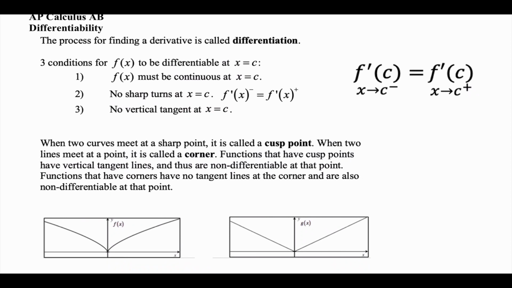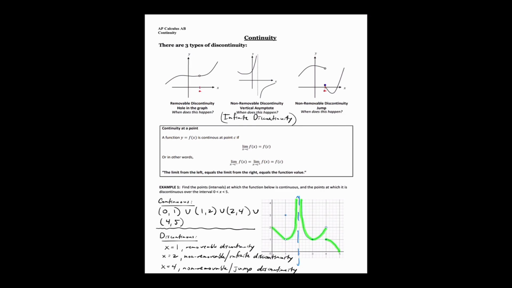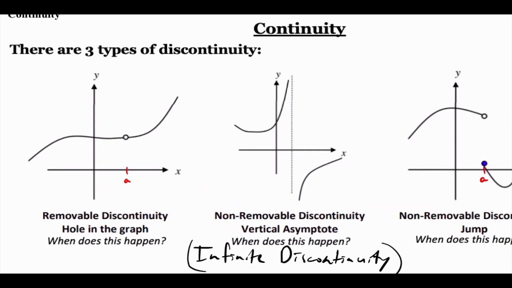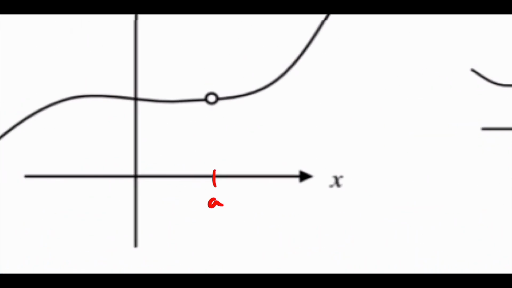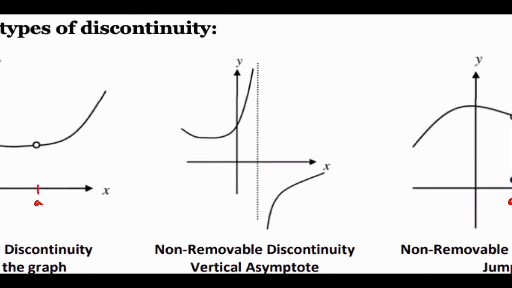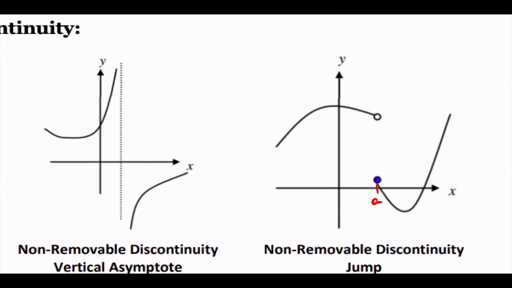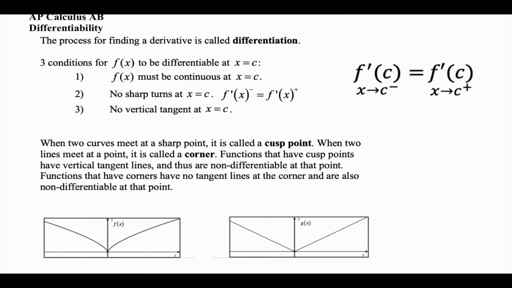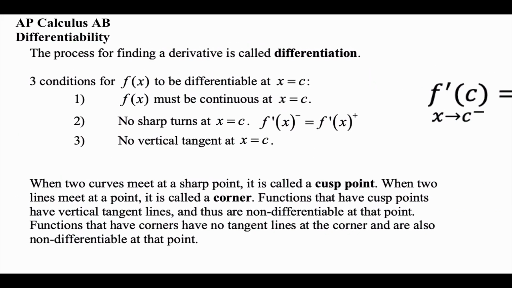So there are 3 conditions for something to be differentiable, to have a derivative. The first thing, it has to be continuous. If it's got any kind of discontinuity, I can't find a derivative at that hole. There's no derivative at a hole. There has to be a point there. I can't find the derivative at an asymptote, or at a jump. It has to be continuous. So that's the first rule. We know how to check continuity. We did that last chapter.